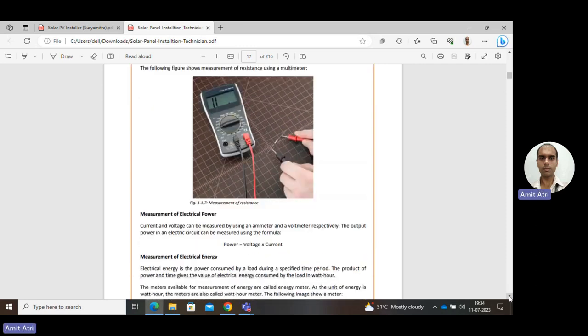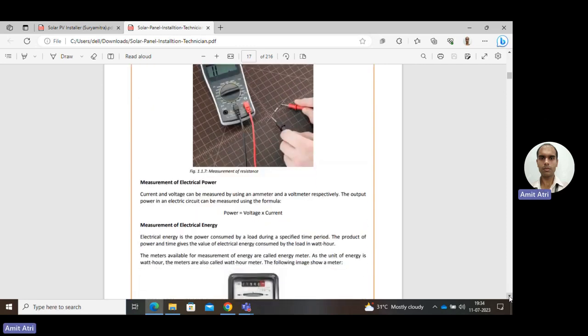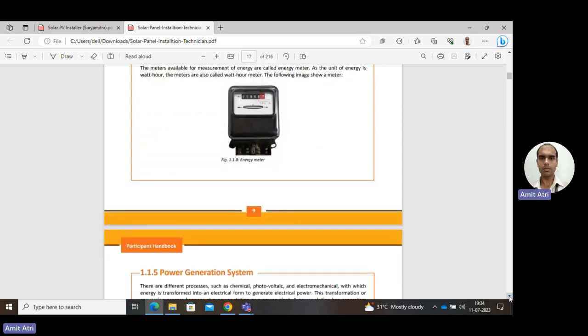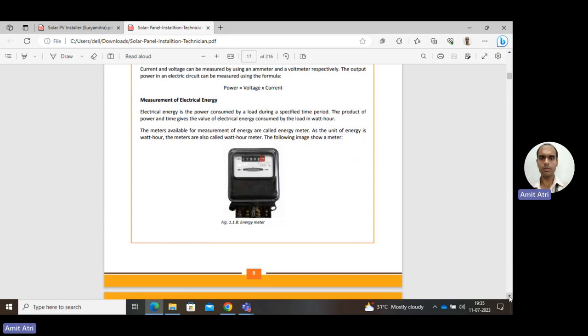Now how to measure power? Just measure the voltage, measure the current, and multiply them. Now how to measure the electric energy? Here we need an energy meter.